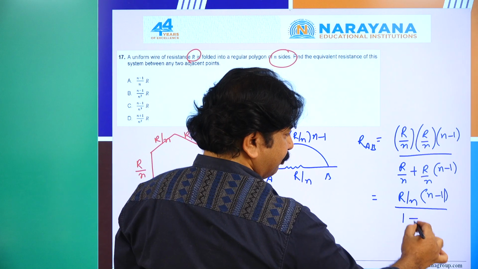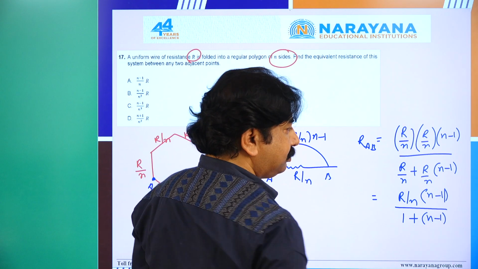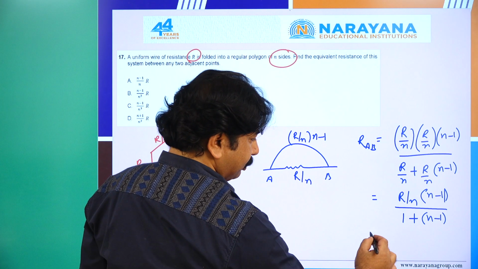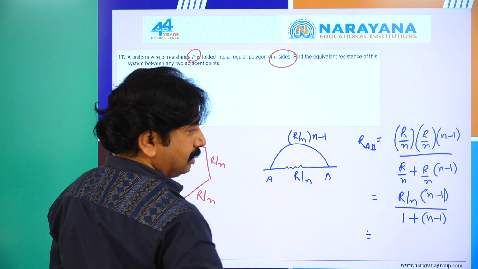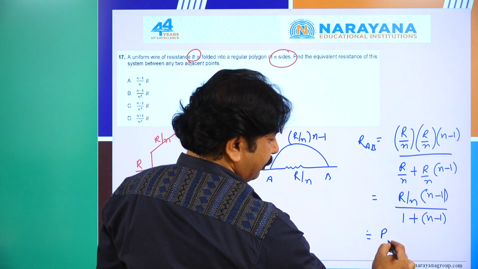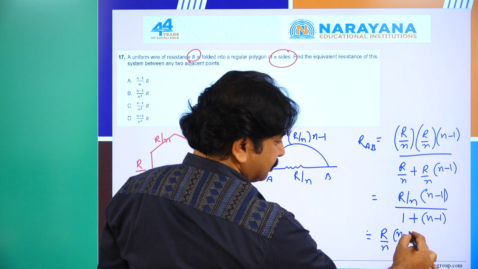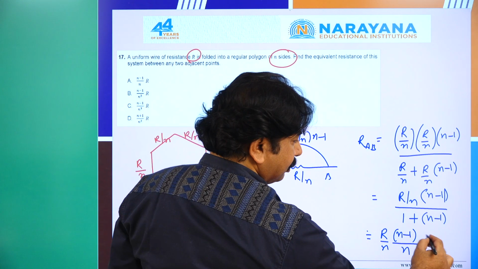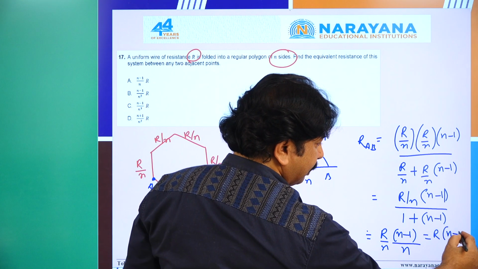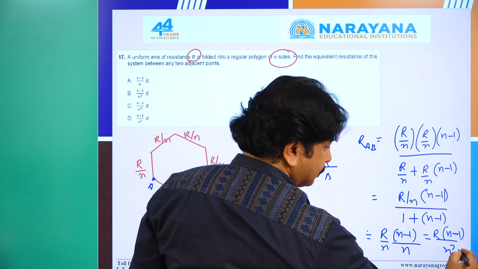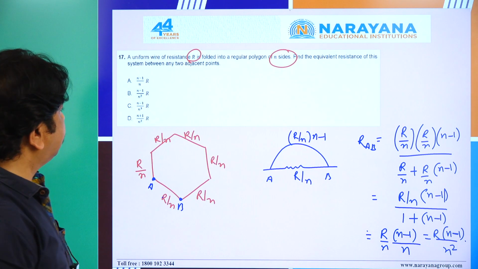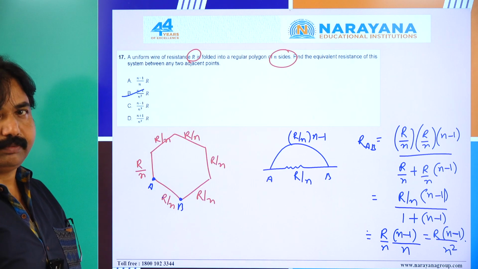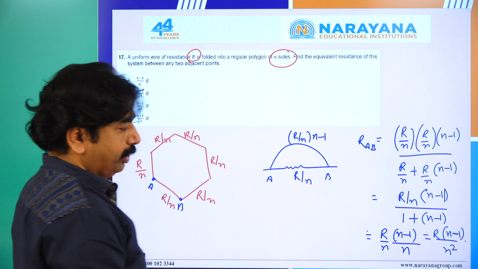And this is nothing but 1 plus n minus 1. After the calculation, R by n is taken common and cancelled. Finally, what we can write here is R by n of n minus 1 divided by, this is nothing but n only. So R of n minus 1 by n square is the answer here. So R of n minus 1 by n square is the B option. Now we are going to the next question.